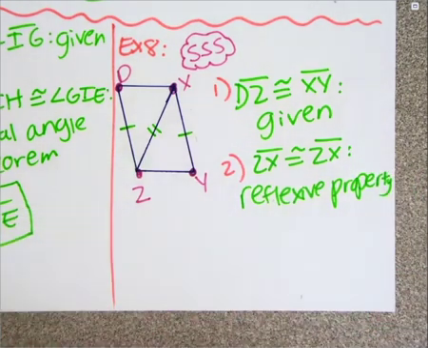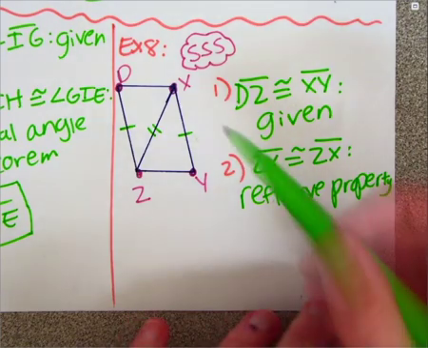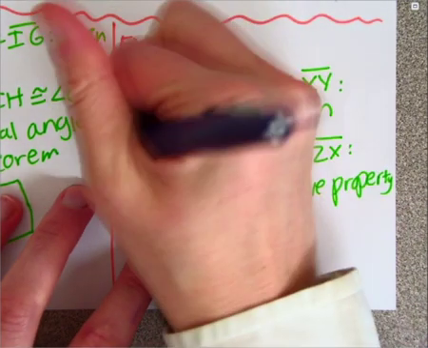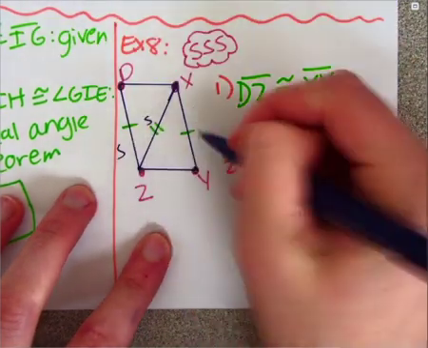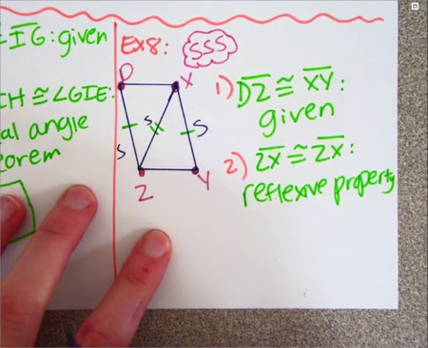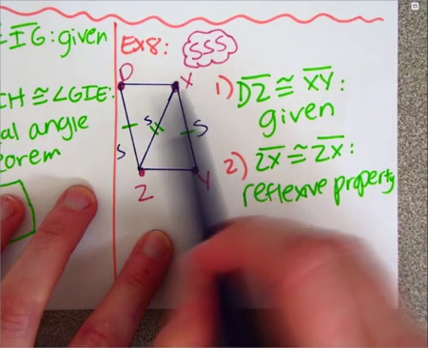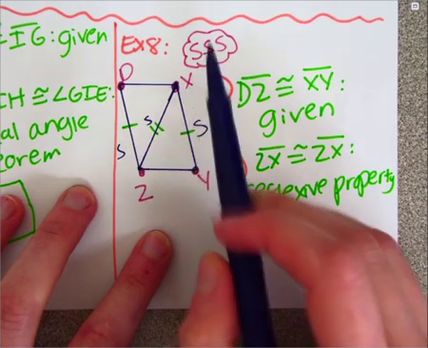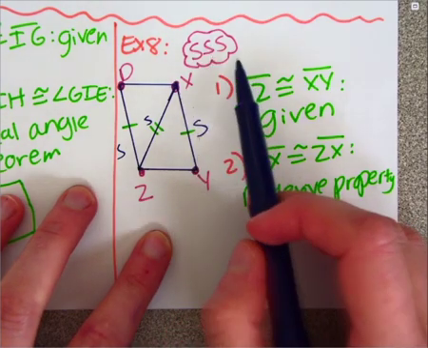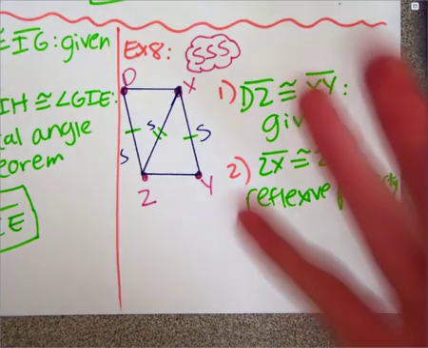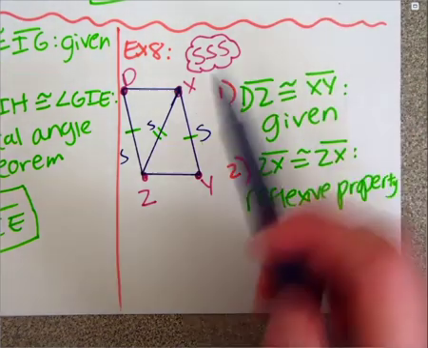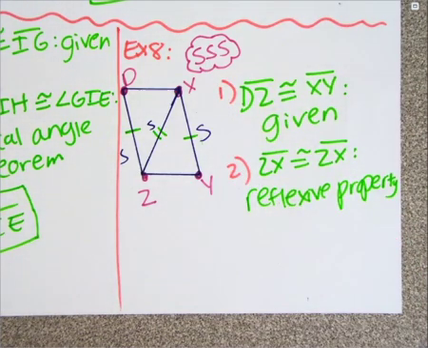Okay, so we're getting really close. I have two sides that are congruent. I have a side and I have a side. I have a side and I have a side. But I need to show that these two triangles are congruent by side, side, side. So what am I missing to finish this problem and show they're congruent by SSS? What is missing? It is the final side. What's the final side that has not been marked as congruent yet? It is DX and ZY.